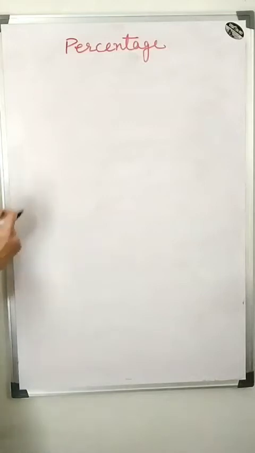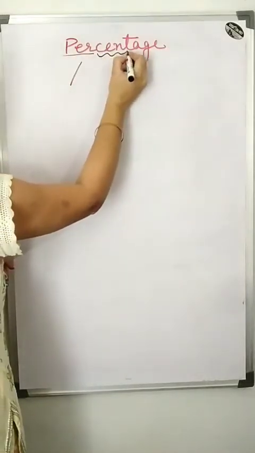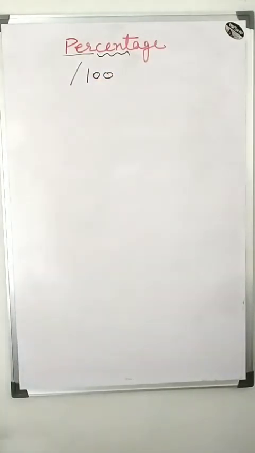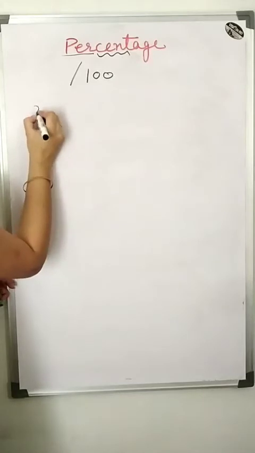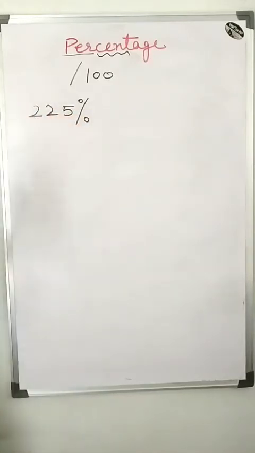So what is the meaning of percentage? Per means this symbol, cent means 100, meaning out of 100. Okay, out of 100. So whenever you want to convert a percentage into a number, you have to divide the number by 100. So let's take one example: if I have a number that is 225 percent.